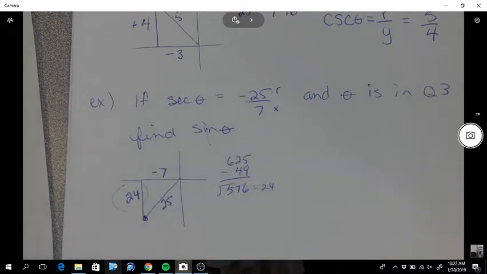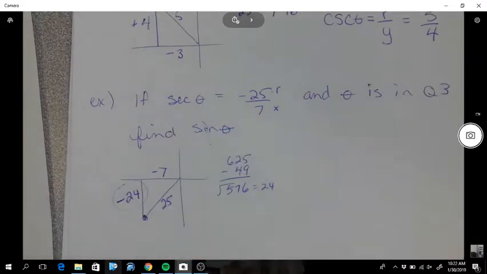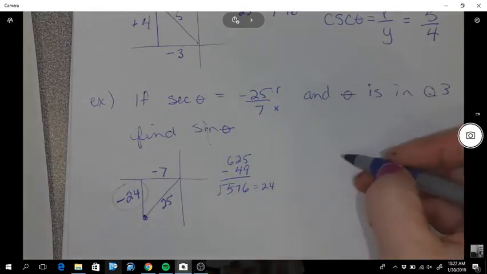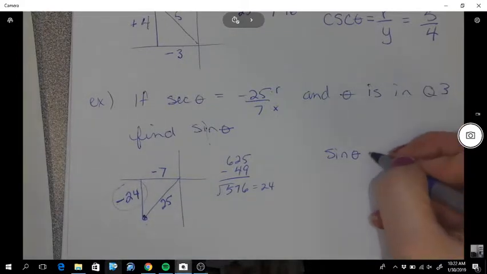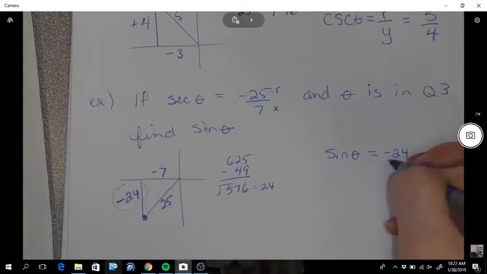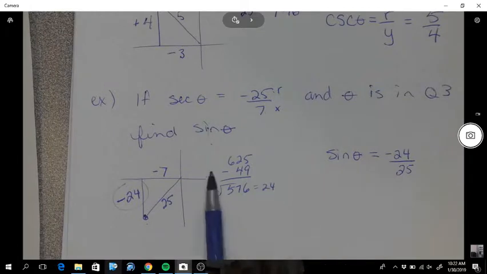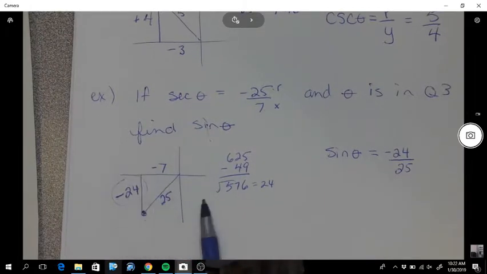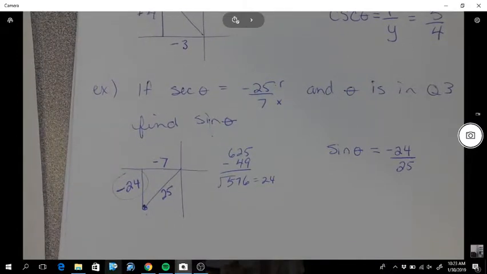Now again, is that a positive or negative? You have to decide. So the y values are negative in that quadrant. So now if we find the sine of the angle, we are going to get negative 24 over 25. Okay? Remember your ASTC, we're in quadrant 3, so you should have a negative fraction.